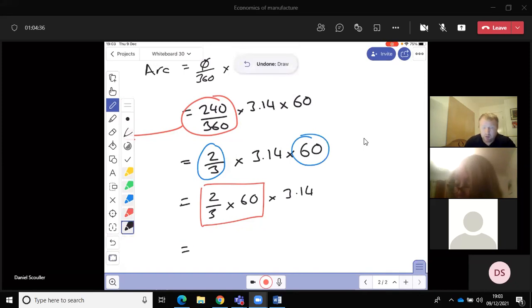So if we do 2/3 of 60, 60 divided by 3 is 20, multiplied by 2 is 40. So 2/3 of 60 is 40. And then we've got a straight calculation, times 3.14.